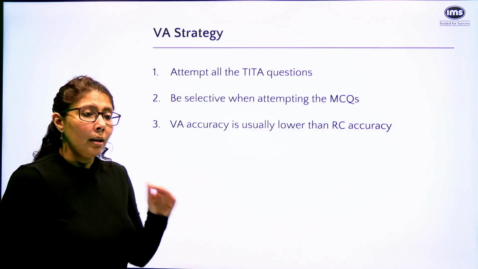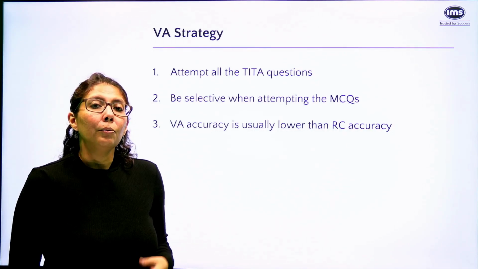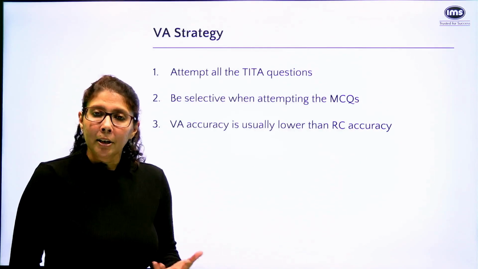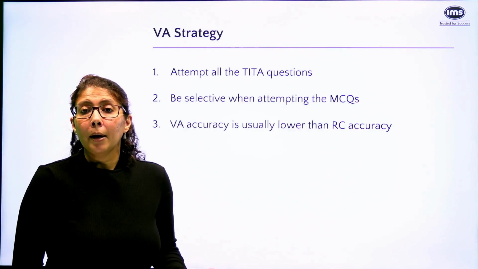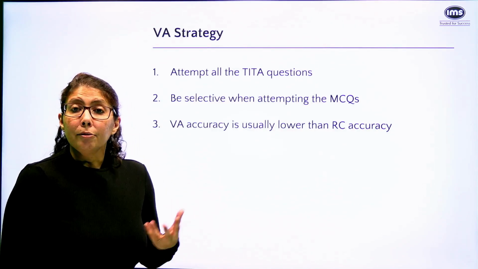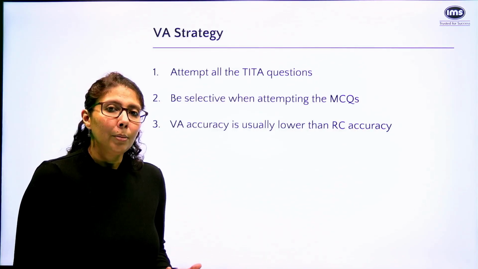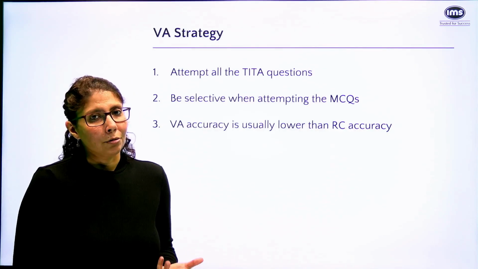So here again, attempt all the TITA questions, but probably don't spend more than 1.5 minutes on them. Average it out. So for example, if I'm doing 2 parajumbles, I should not take more than 3 minutes. If I'm spending 5 minutes on 2 parajumbles, given the fact that my accuracy is not going to be very high, that's going to be a bit of a problem.